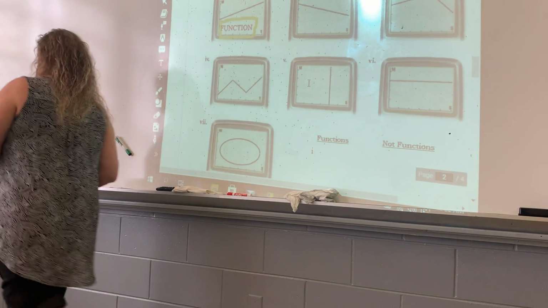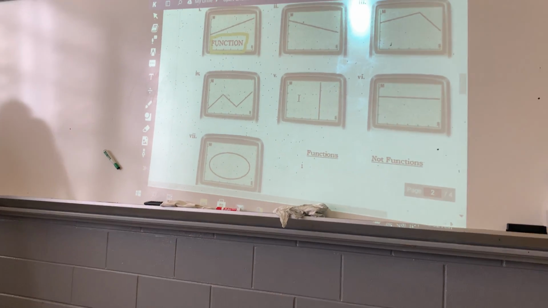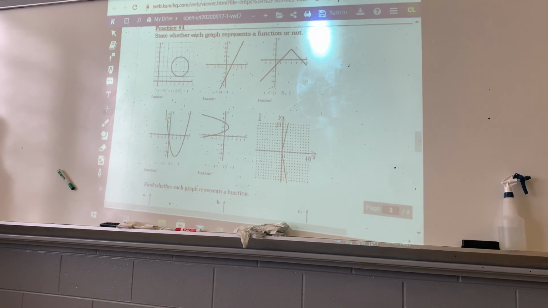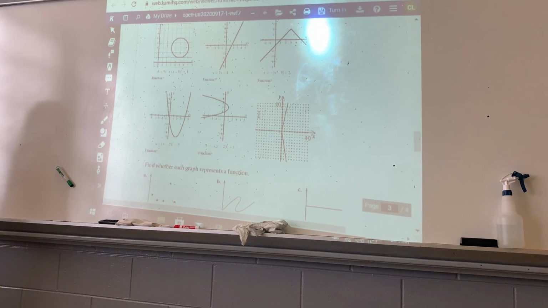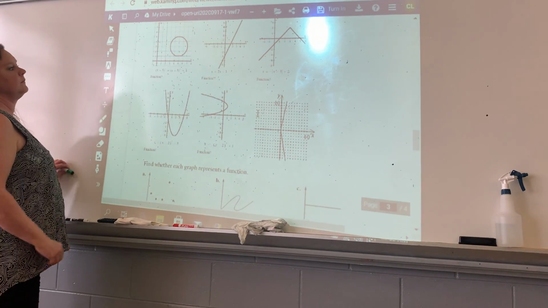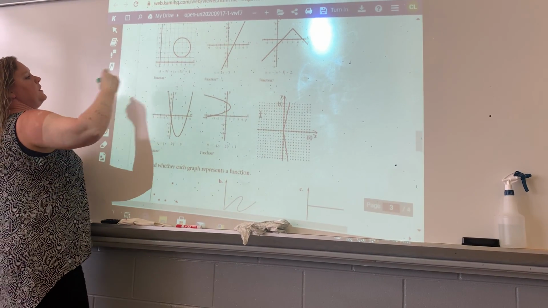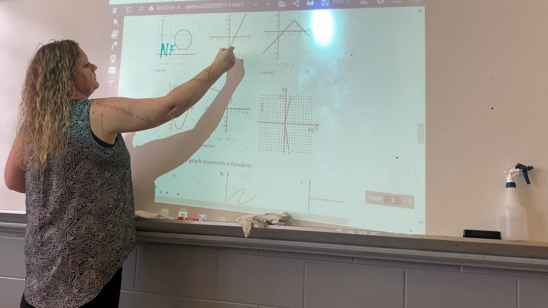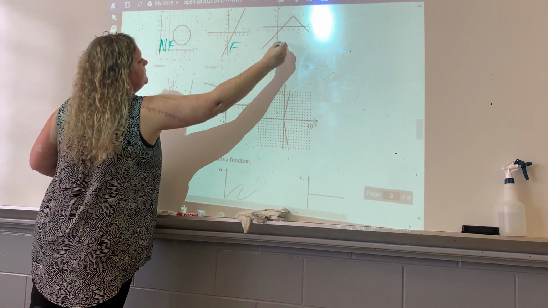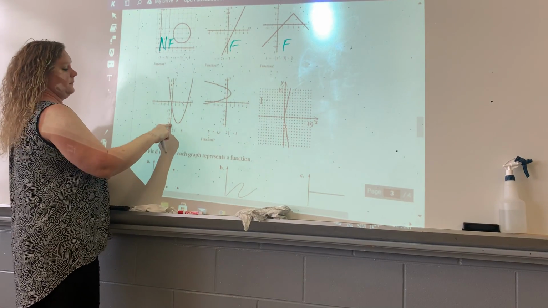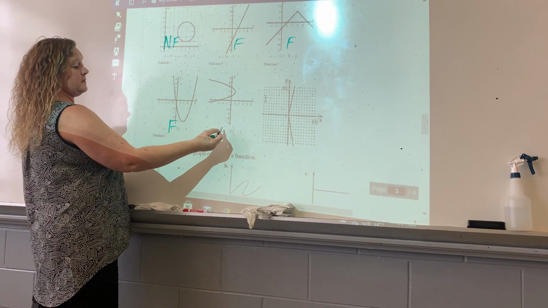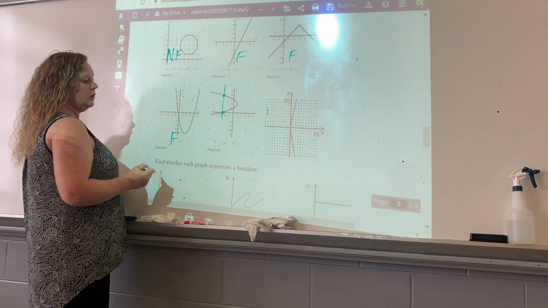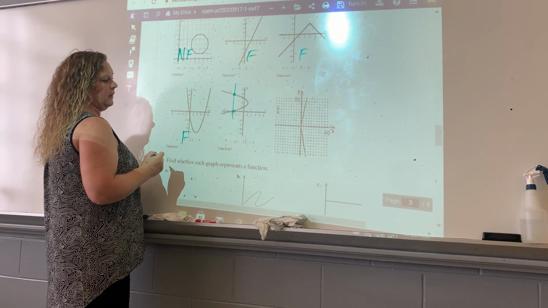All right, next. All right, function or not a function? Not a function, it curves under itself. What about this one? Yes. Function, this one? Yes. Function, this one? Yes. Function, this one? No, that X value is gonna have 2 different Y values that go with it.